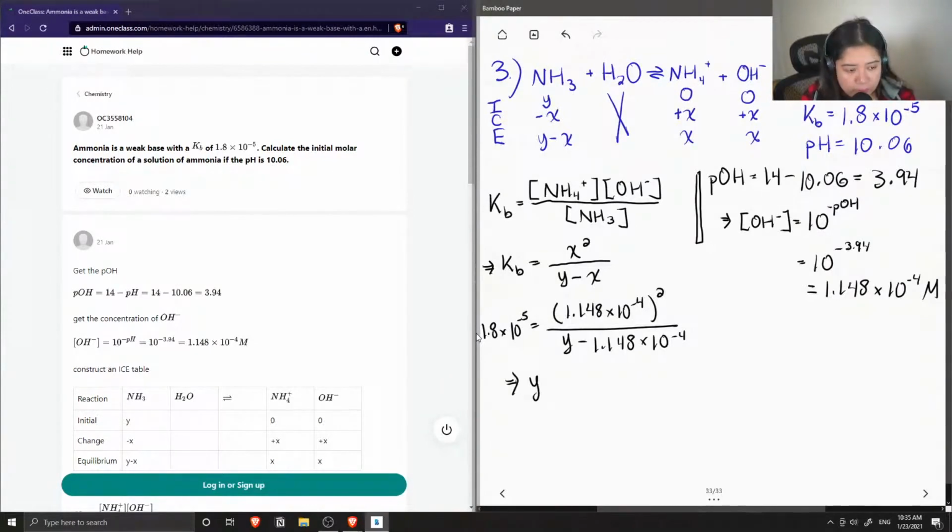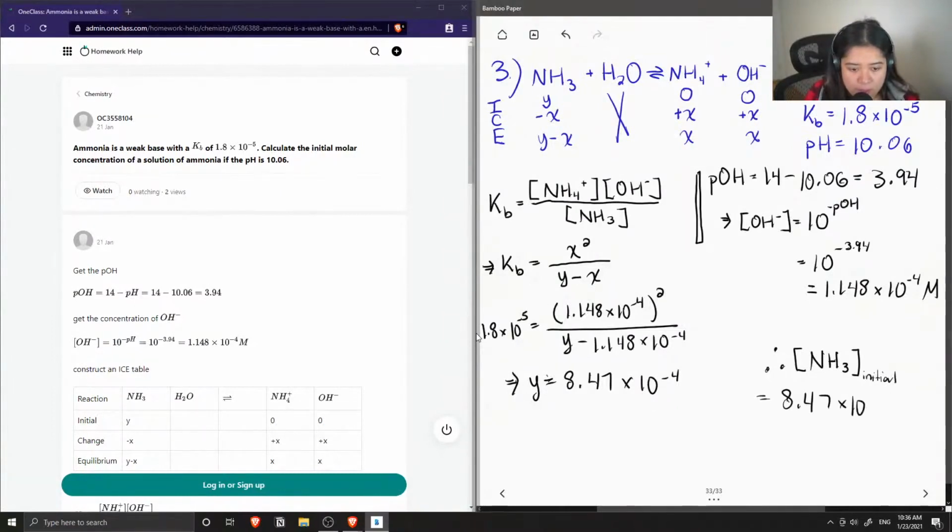And when you do the following calculation, you should end up with 8.47 times 10 to the negative 4. So therefore, the concentration of NH3, well, the initial concentration, is equal to 8.47 times 10 to the negative 4 moles per liter.